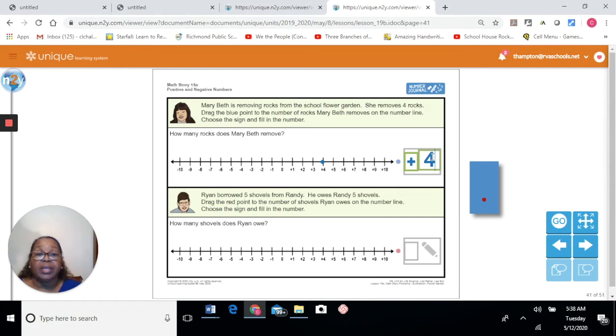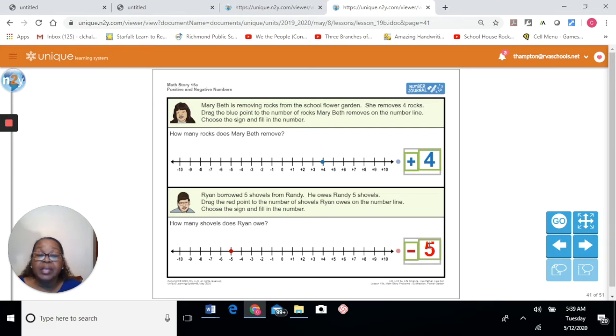Now, Ryan borrowed 5 shovels from Randy. He owes Randy 5 shovels. There's that language we were talking about. If he owes someone, that's going to be a negative. So he owes Randy 5 shovels, so we're going to go to a -5, and we will represent that as -5. Excellent. The language will guide us as to whether the number we're representing is negative or positive.